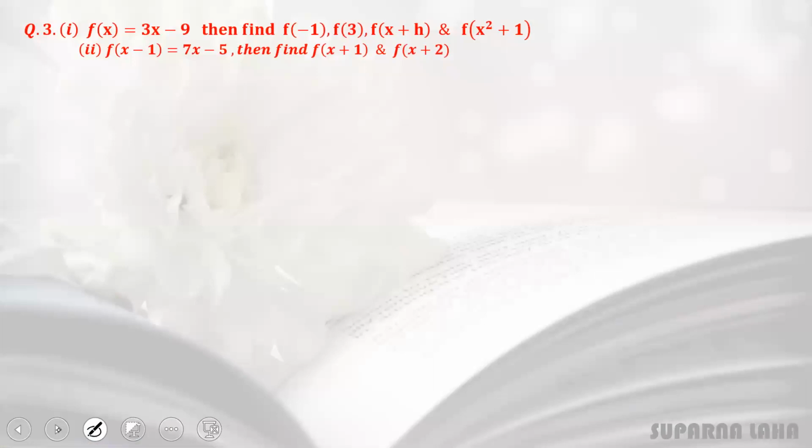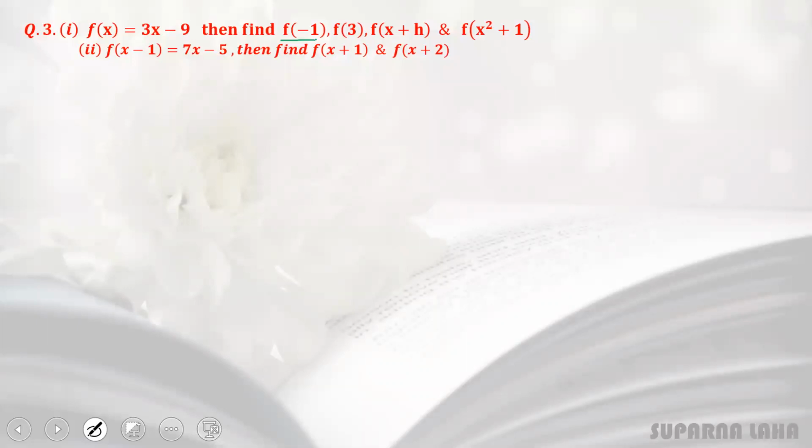So here is the first question. This is from, I think, 2 marks questions. So the first question is, the function is defined as 3x minus 9. Then you need to find the functional value, that is f of minus 1, f of 3, f of x plus h, and f of x squared plus 1. So first of all, find f of minus 1.